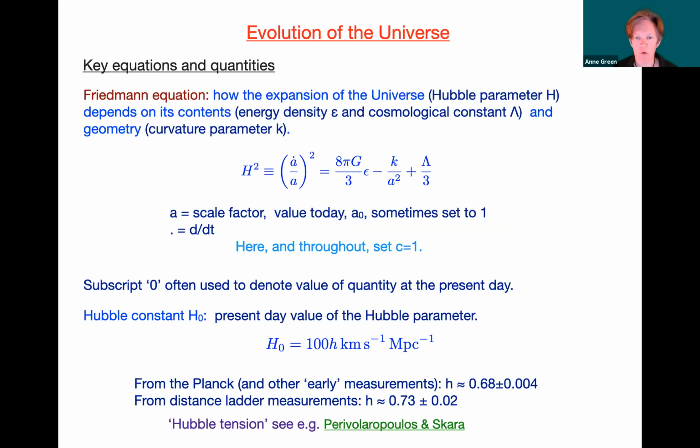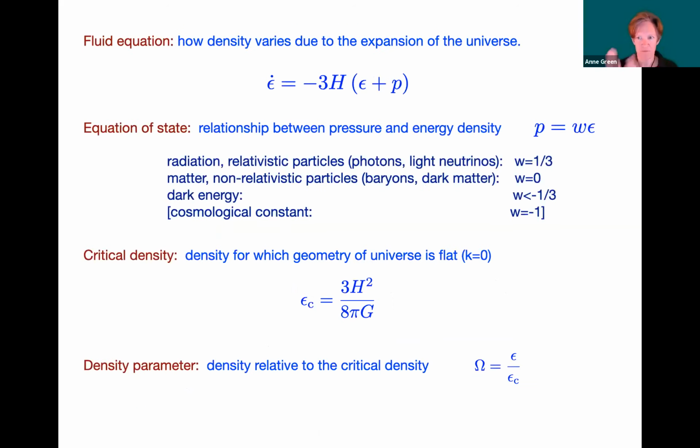So some more things, and this is just going to be a sort of rapid tour through things that are relevant. To solve the Friedmann equation, it turns out you need to know how the density of the things that make up the universe varies with time due to the expansion of the universe. And the fluid equation here at the top tells us that ε dot equals minus 3H (ε plus P), where ε is the energy density.